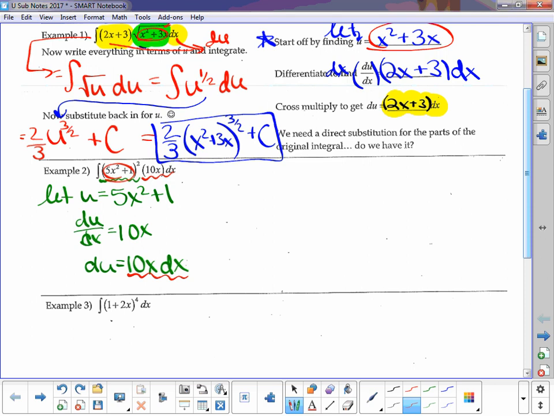So now I can go ahead and rewrite this integral. So instead of 5x squared plus 1, I have u squared, because again u represents that. And then 10x dx is just simply du. So I have the integral of u squared du. Alright, go ahead and integrate that. Let's see what you get.